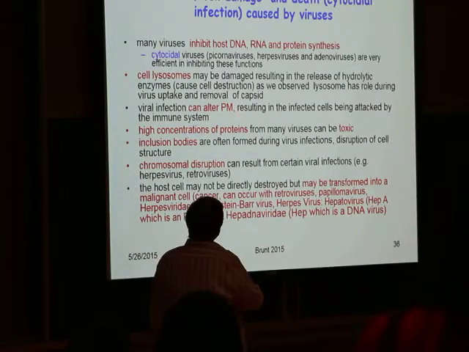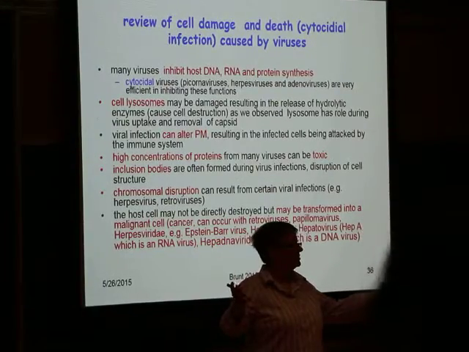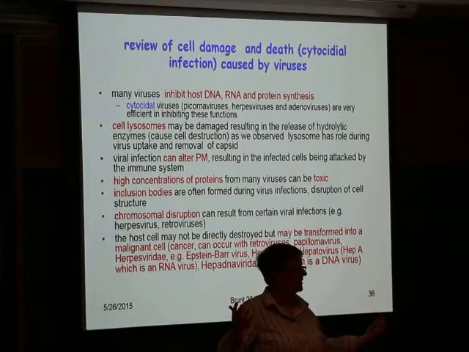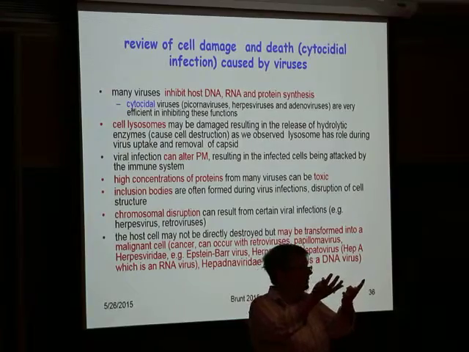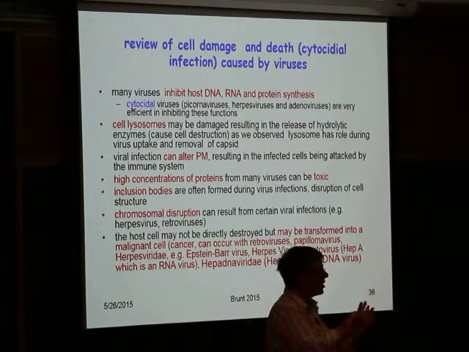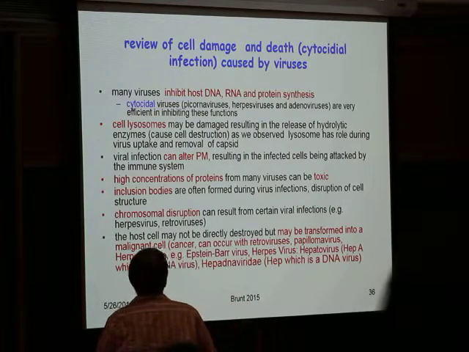Viral infection can alter the plasma membrane. So I gave you two examples. We could end up with viral proteins staying with the plasma membrane, or we could have plasma membrane proteins going with the viral particle. Either way, that can cause autoimmune responses to take place.